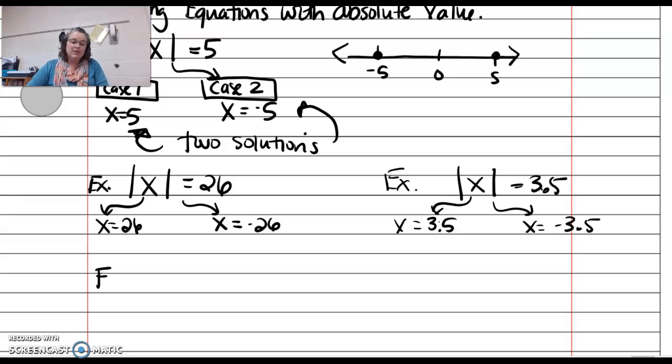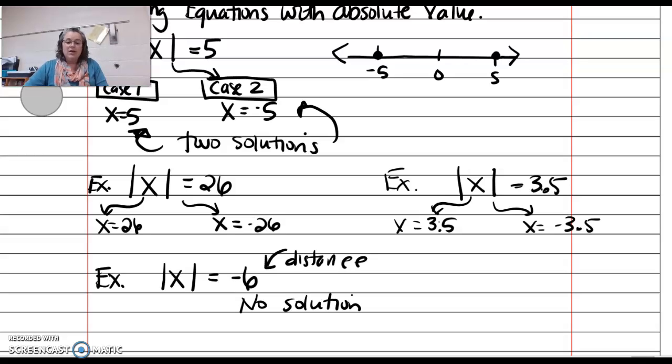Now be careful, because I think on your homework they might try and trick you. If I give you the absolute value of some number has to be -6, this represents your distance. Remember, absolute value is distance away from 0. I want my distance to be -6. Can distance be negative? No. So this one happens to be no solution. I look for those first, because distance cannot be negative.